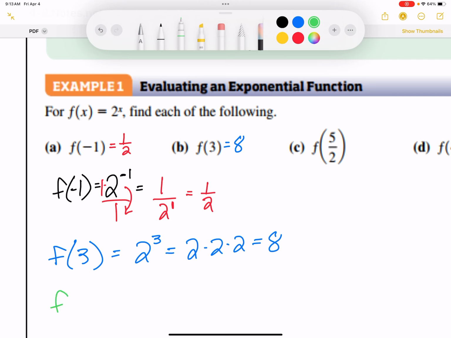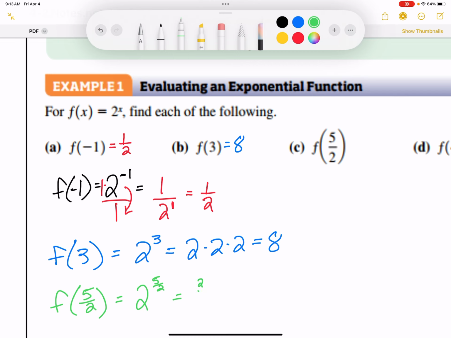Okay, what about f of 5/2? What is that? That's 2 to the 5/2 power. Now, maybe that makes sense to you, maybe it doesn't. For me, it doesn't make a whole lot of sense. You could put it in your calculator, and maybe it would give you an exact answer, which is what we're looking for, or maybe a weird decimal, which is what we're not really looking for. So my advice is to instead switch it to radical form and say, okay, this is the square root.